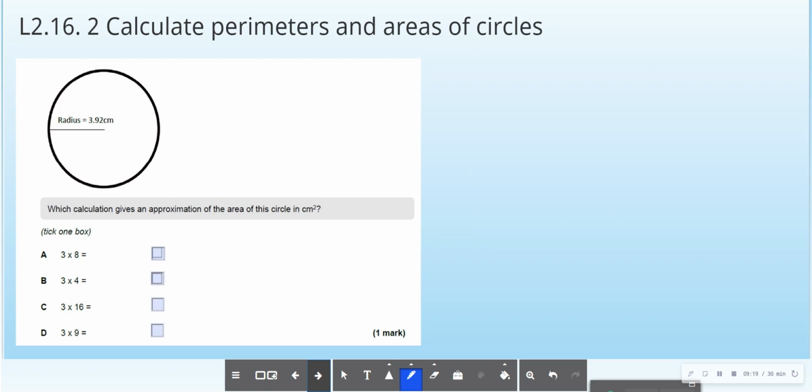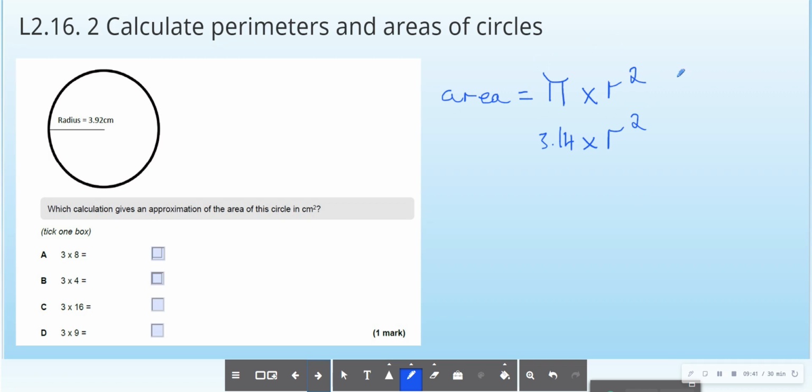Calculate the perimeters and area of the circle. So this is something that you really need to know. This is something you have to take in with you. The formula for finding the area of a circle is pi, which is 3.14, times by the radius squared. Okay, that's what you have to remember.